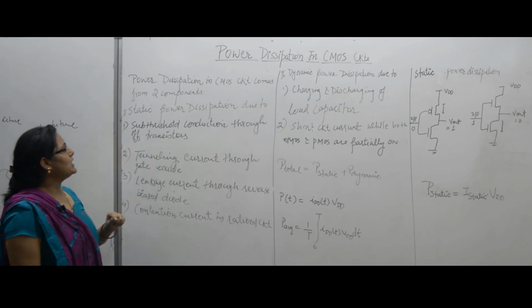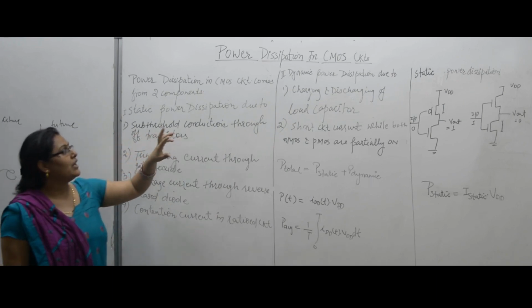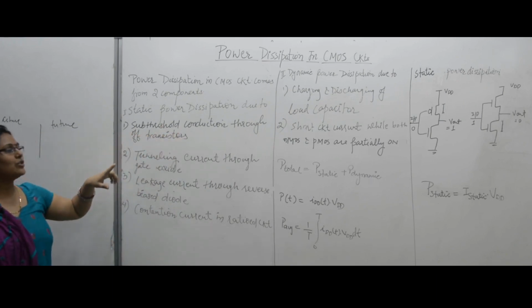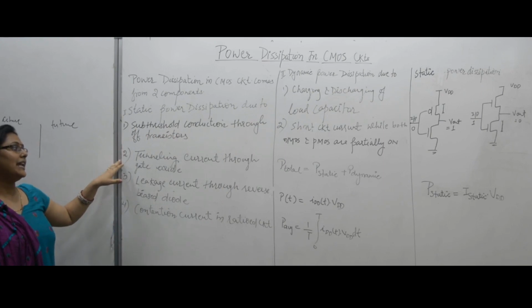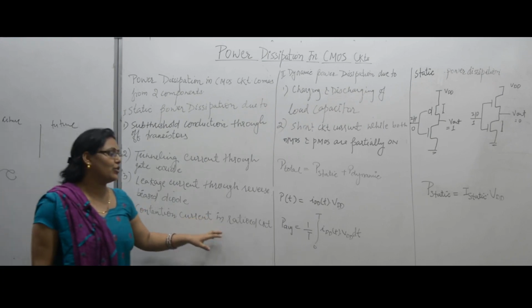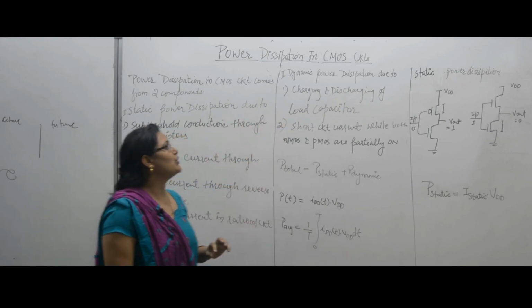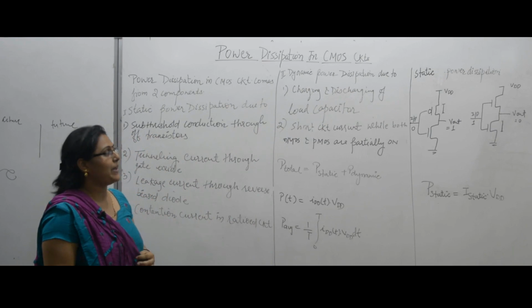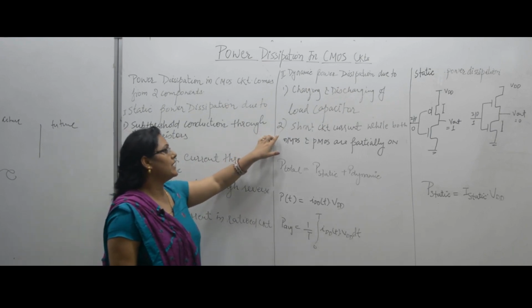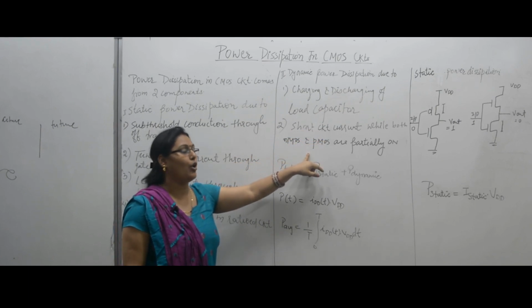Now the power dissipation in CMOS circuits comes from two components. First is static power dissipation, due to subthreshold conduction through the off transistors, tunneling current through the gate oxide, leakage current through the reverse-biased diode, and contention current in ratioed circuits. The second component is dynamic power dissipation, due to the charging and discharging of the load capacitor, and the short circuit current while both NMOS and PMOS are partially on.